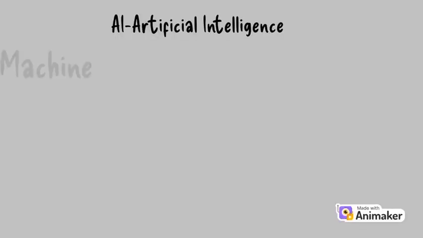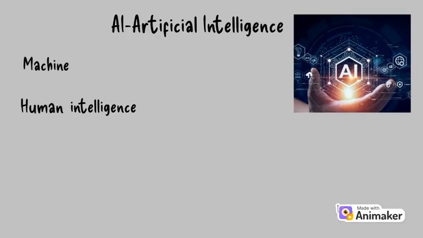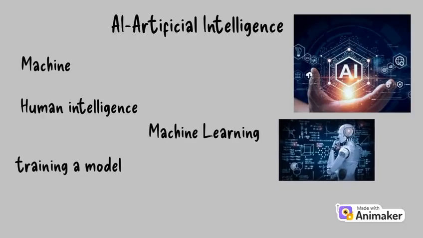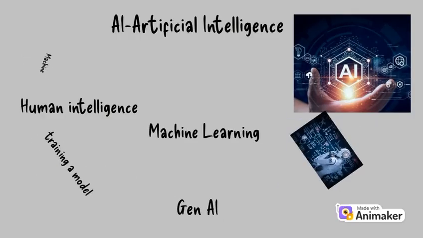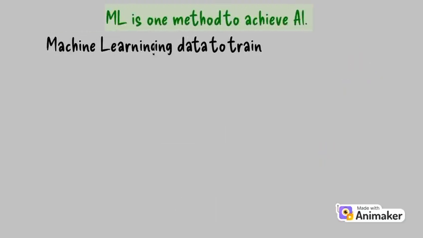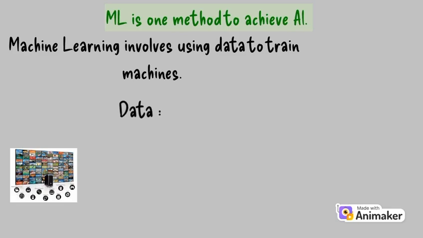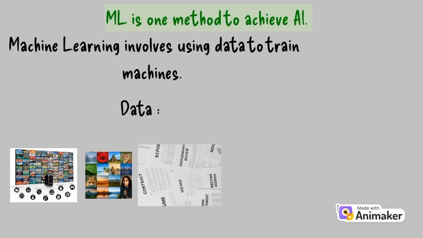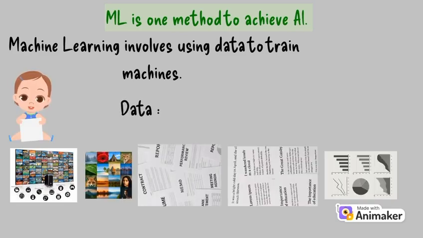AI, artificial intelligence, is a machine that is capable of doing what humans can do. Machine learning involves training a model with heavy data sets. And lastly, we have Gen AI. I'll dive into this a bit more later. Machine learning involves using enormous data sets to train these machines. The data could be in form of pictures, videos, graphs, text, etc.